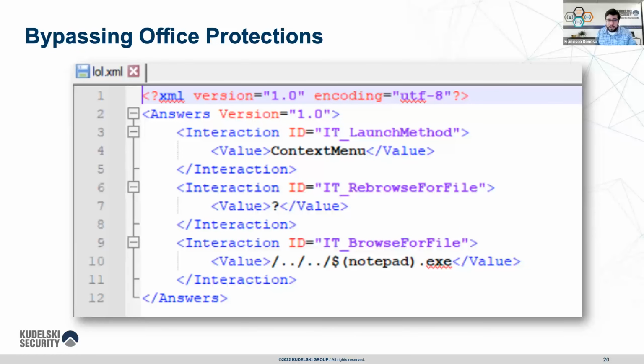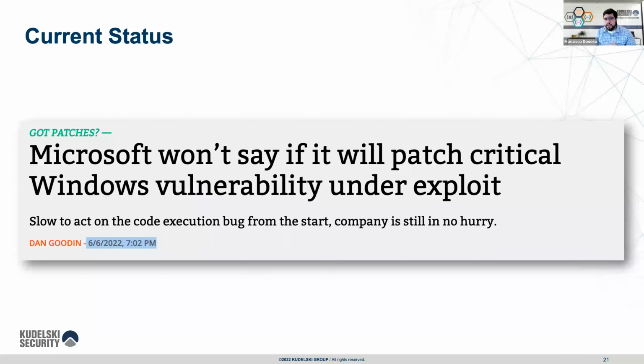The MSDT tool will happily consume it, look at the contents of the XML and say, oh, hey, for the IT browse for file parameter, I just want to run notepad.exe. So these antivirus signatures and some of these other things that Microsoft has tried to do are also, unfortunately, really brittle. And as I mentioned, as recently as 2 days ago, Microsoft publicly commented on the fact that they're not sure that they'll actually patch this vulnerability.